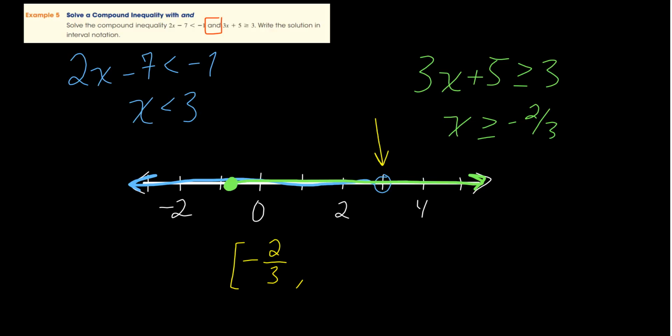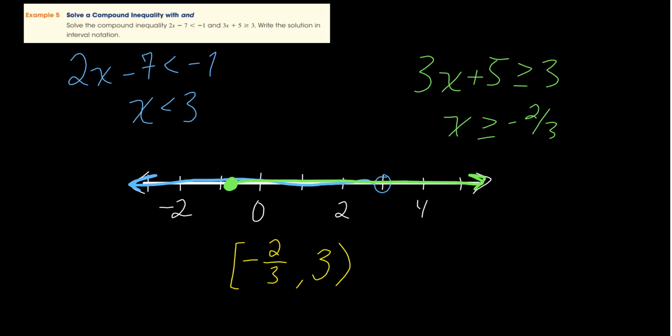But we do have a slight problem. While the green line does include 3, it goes all the way through 3, the blue line doesn't. It goes to 2.99999999999, right? So we're not going to write 2.999999999, are we? Instead, we're just going to write the number 3 and put a parentheses. And that's it. We officially did this particular compound inequality using the word and.